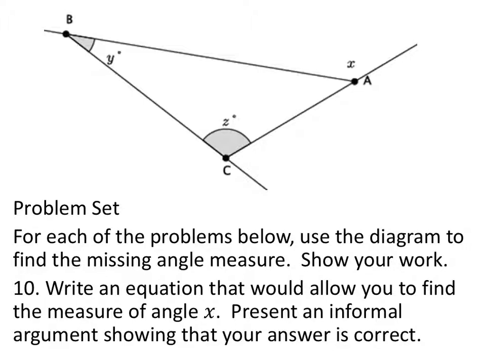Alright, write an equation that would allow you to find the measure of angle X. Present an informal argument showing that your answer is correct. The first thing we know is this angle here, Y, and also angle Z. These two are remote interior, so if we add those two together, we should get the one exterior angle out here, angle X. So this is how we would solve for X on this one using an equation. That's because we know the two remote interior angles equal the exterior angle that corresponds with them.